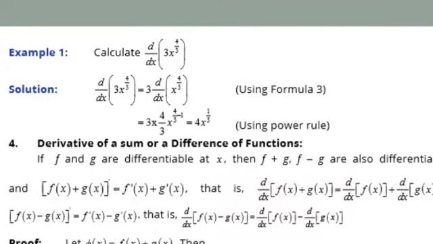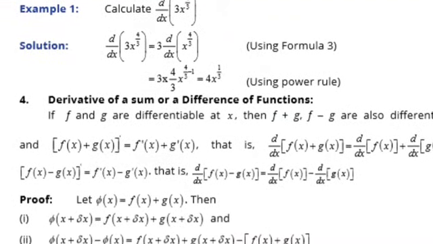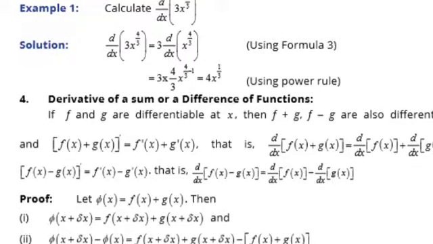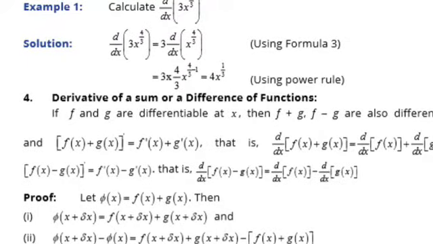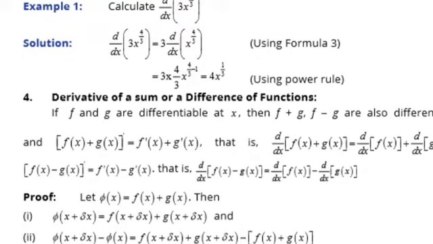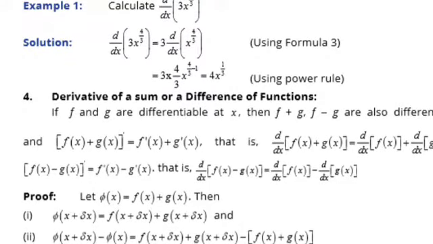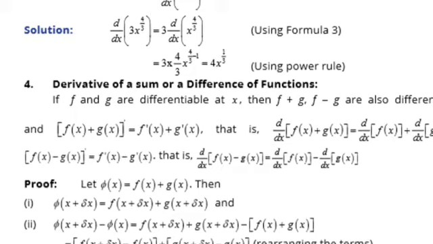Now here we have the example 3x to the power 4 by 3. When we take its derivative d by dx, it means we move the power, multiply with the variable and subtract 1 from its power, and constant 3 remains the same, and simplify these values.